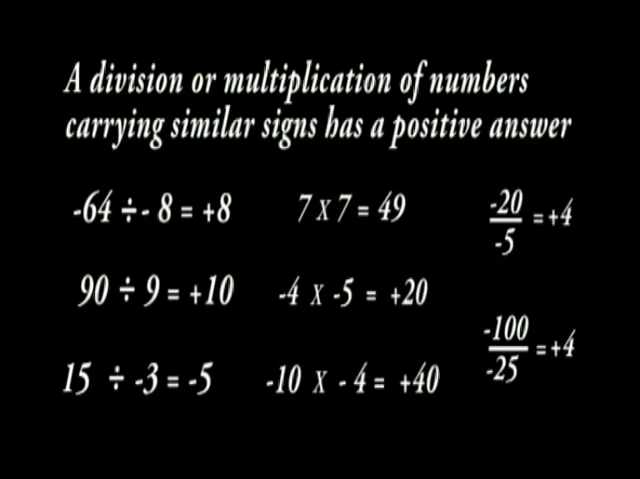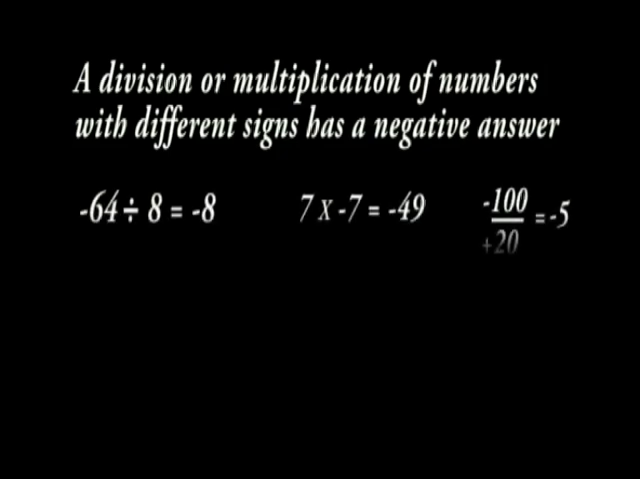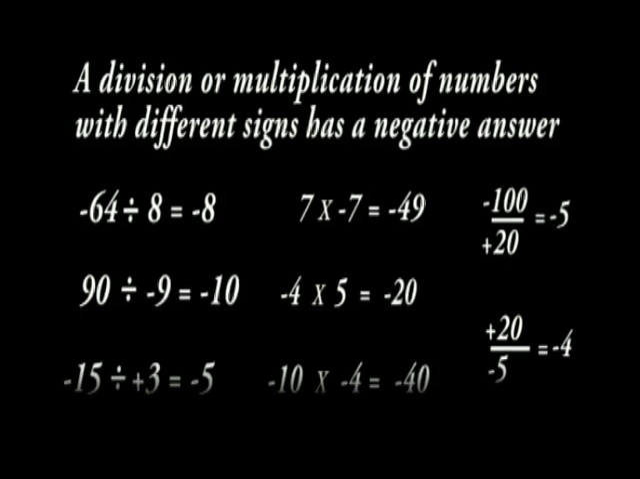Take a look at the other examples. Rule number 2. Division or multiplication of numbers with different signs have a negative answer. That is, minus 64 divided by 8 is negative 8. 90 divided by negative 9 is negative 10. 15 divided by minus 3, the answer is minus 5.